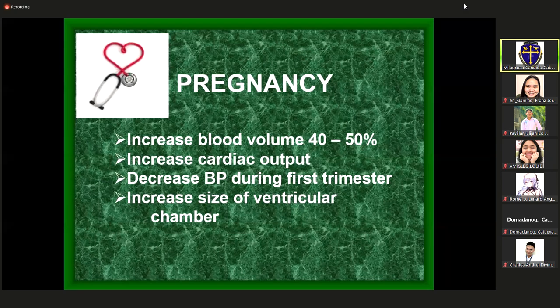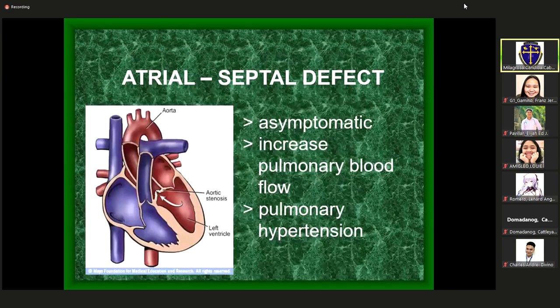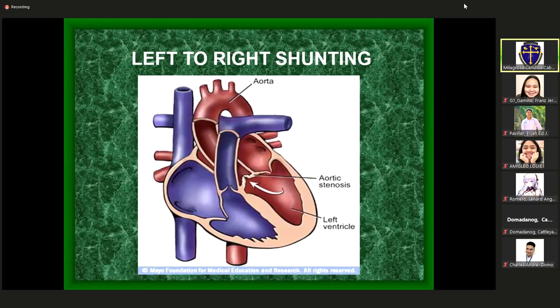Para pag-pump ni heart, malaki po ang mabibigay niya sa lahat ng parts ng body. Alright. So, left to right shunting. Okay. Ang nangyayari dito, this is one of the cardiac complications which includes deterioration of the functional class such as your arrhythmias, pulmonary hypertension.